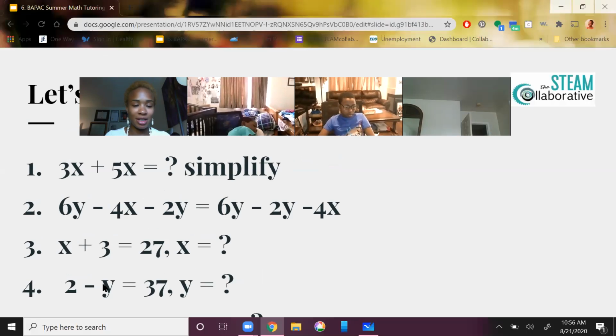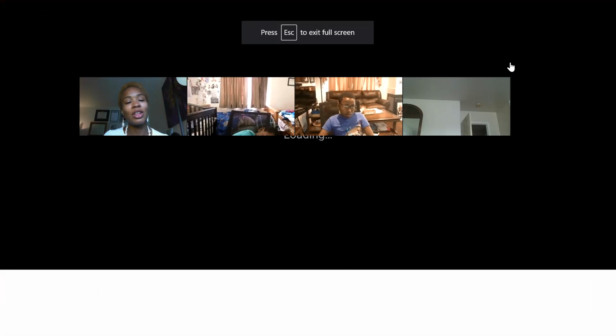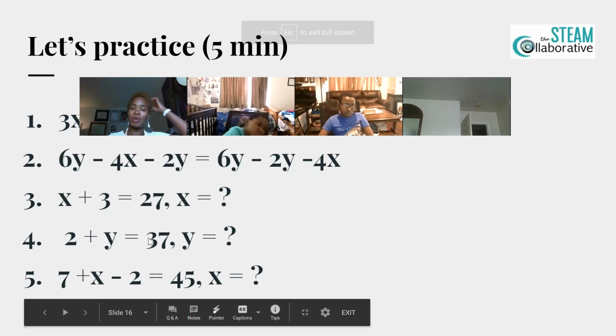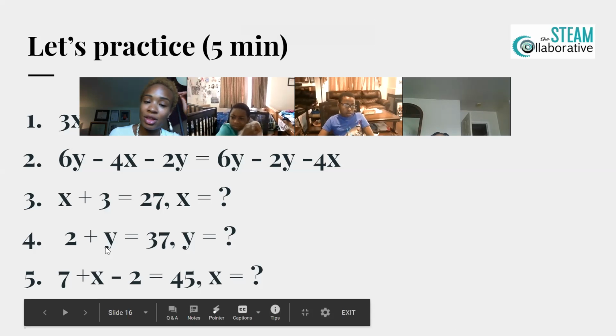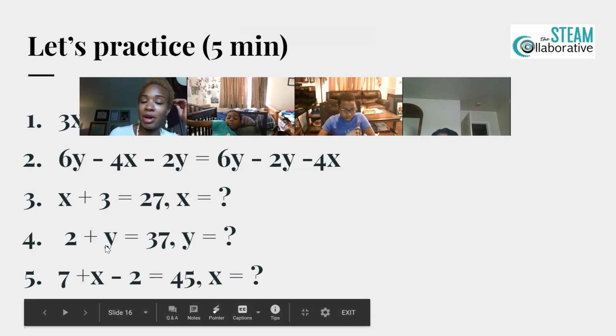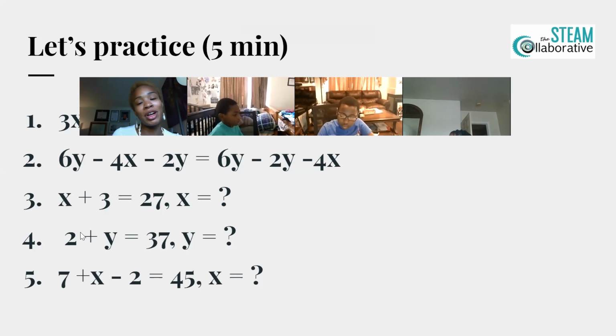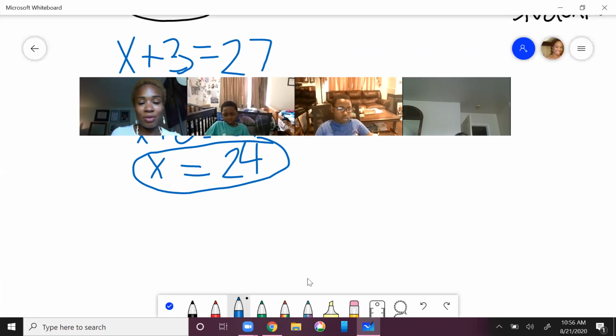Actually, I'm gonna change it a little bit. I'm gonna make this 2 plus y. Make it a little easier. So it's 2 plus y. We're trying to get the y over there by itself. Y be 35. Yes. Yep, that's exactly right. Because it's like 2 plus what number is 37? So yeah, 35.